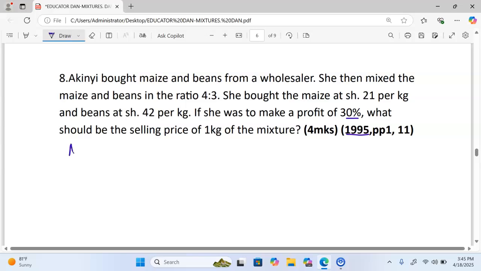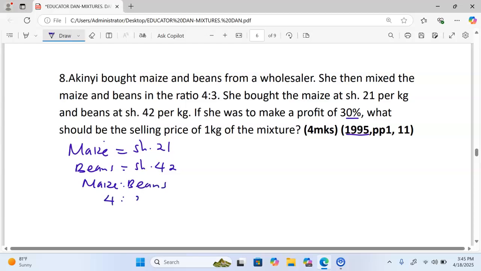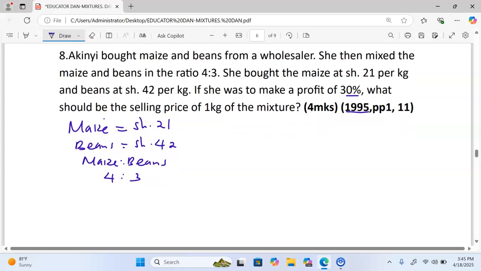We have been told that maize was costing 21 shillings per kilogram and the beans were costing 42 shillings per kg. We have also been told that the ratio of maize to beans was actually 4:3. Remember, as we have always said, the ratio represents the quantity and therefore we can now get the cost, that is the cost per kg.